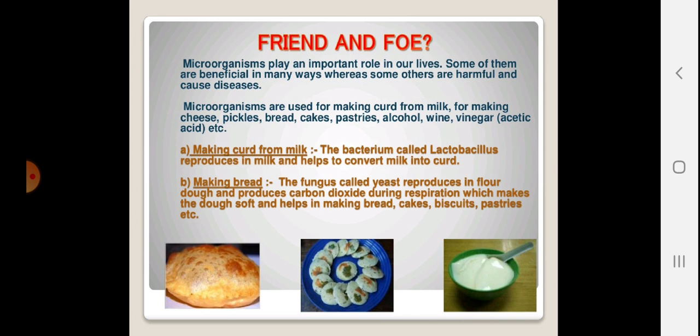Then making bread. A large population of the world depends upon bread and bakery products. Even we like to have subs and sandwiches and garlic bread or pizza. Whenever all these bakery items are prepared, they use yeast, a fungus, but of course in sterile form. The fungus, widely known as yeast, reproduces in all-purpose flour dough and produces carbon dioxide gas during respiration, which makes the dough soft and spongy and helps in making bread, cake, biscuit, pastry, etc.